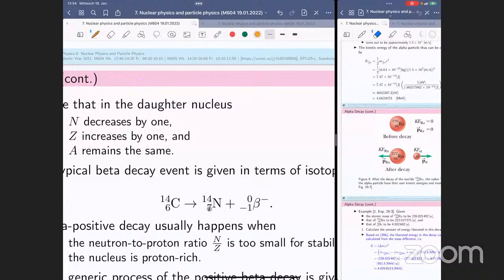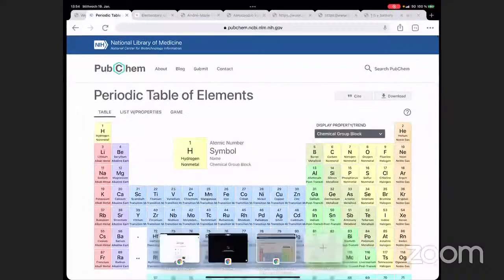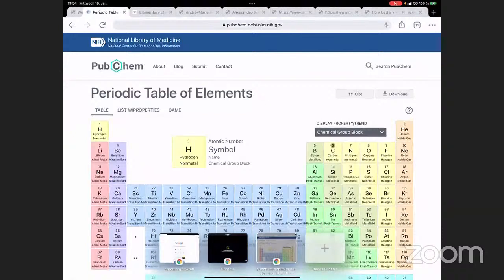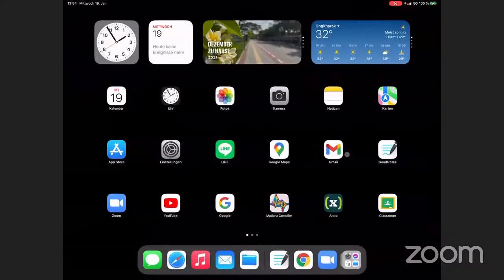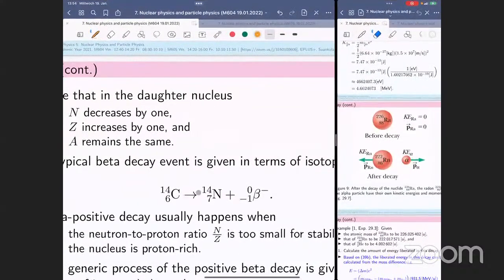Once we have 7 protons, you have to go to the periodic table. Carbon has 6 protons. Once you have 1 more proton, you go to another element, which is nitrogen. So now you could obtain nitrogen 14.